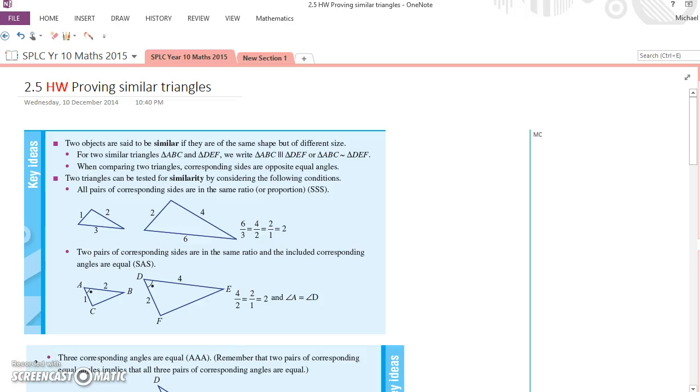Year 10 Maths, 10.2.5, Proving Similar Triangles. We've already looked at similar figures and that they're really just an enlargement. One is an enlargement of the other, or one's a reduction of the other, whichever way you want to think of them. So sides are in the same proportion and angles remain the same.